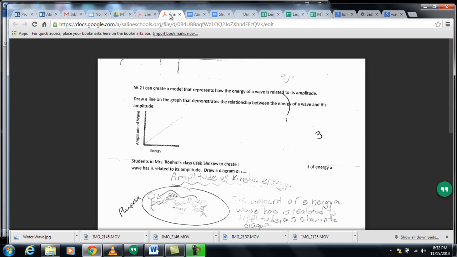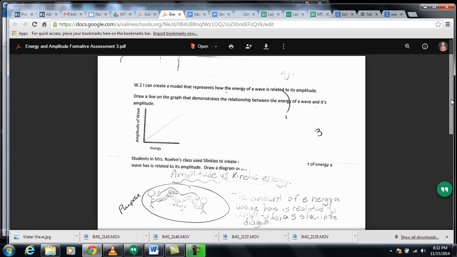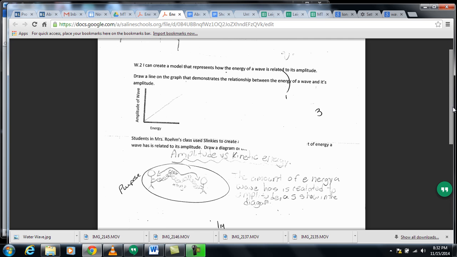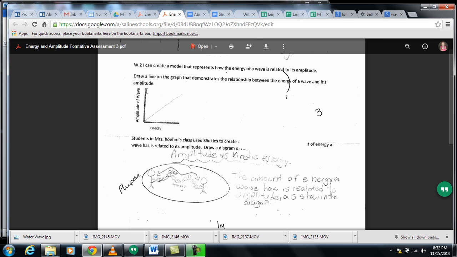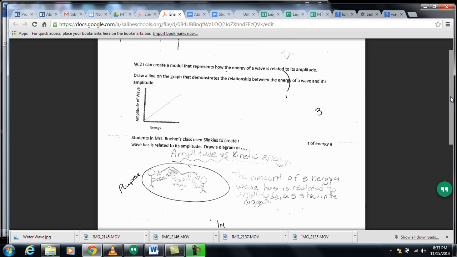For some struggles that students might come across, obviously some students might have misconceptions about the relationship in general. So if they draw a negative slope line or a line with a slope of 0, then they have some conceptual issues that might need to be retaught.